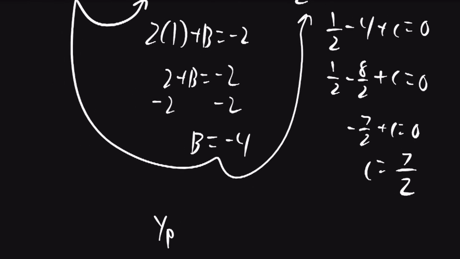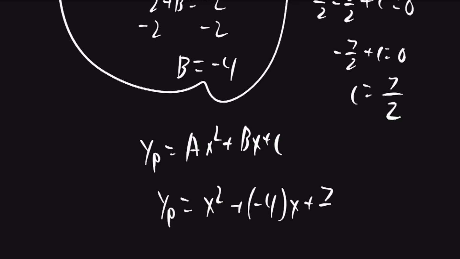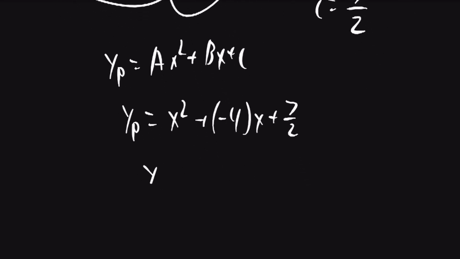Earlier, we set yp equal to ax squared plus bx plus c. I can plug these values in. A is 1, so yp will equal x squared plus b is -4, so it'll be -4 times x plus 7/2, which is c. So yp is going to be equal to x squared minus 4x plus 7 over 2.